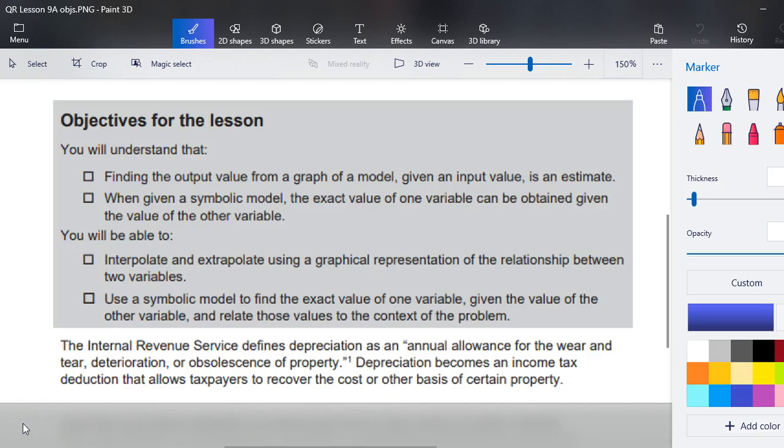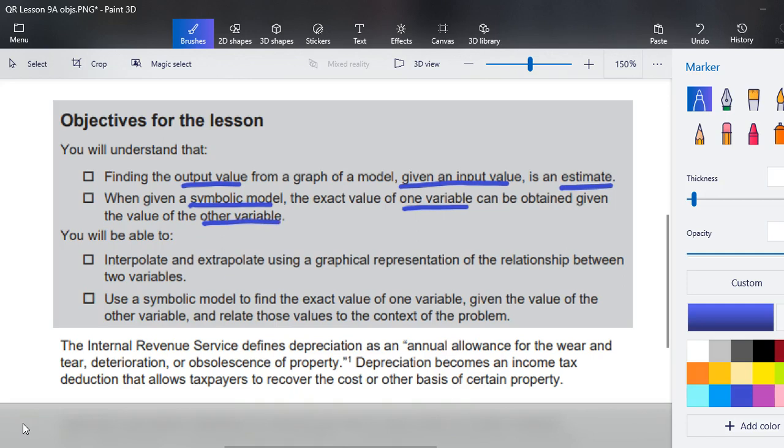In this lesson, we will understand that finding the output value from a graph of a model given an input value is an estimate. When given a symbolic model, the exact value of one variable can be obtained given the value of the other variable.